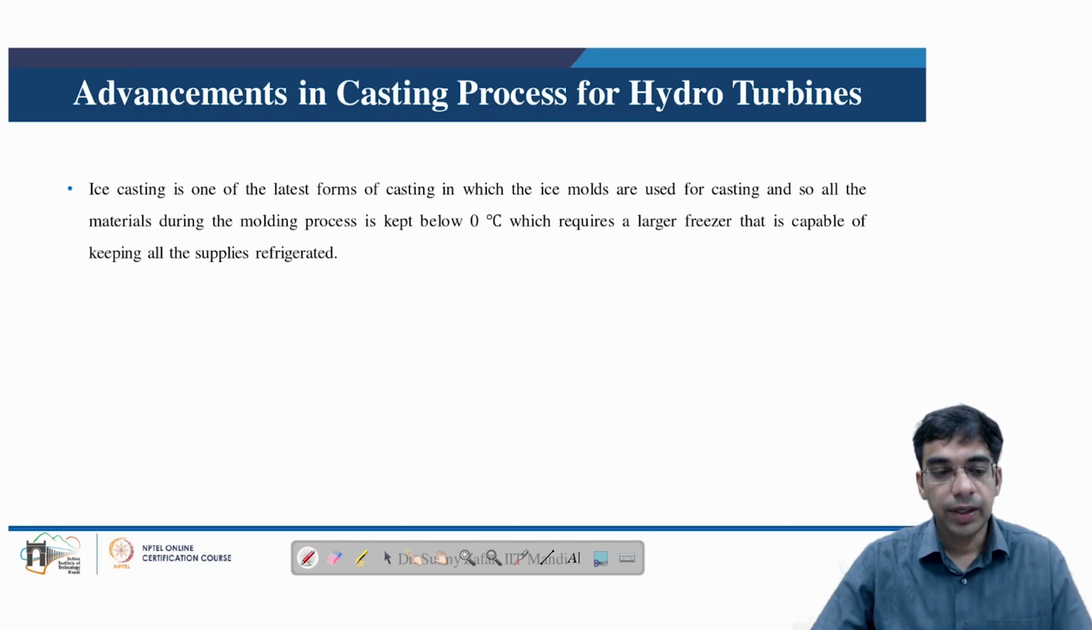Another advancement in casting processes for hydro turbines is ice casting, which is one of the latest forms of casting in which ice molds are used, so that all the materials during the molding process are kept below 0 degrees Celsius, which requires a large freezer that is capable of keeping all the supplies refrigerated.